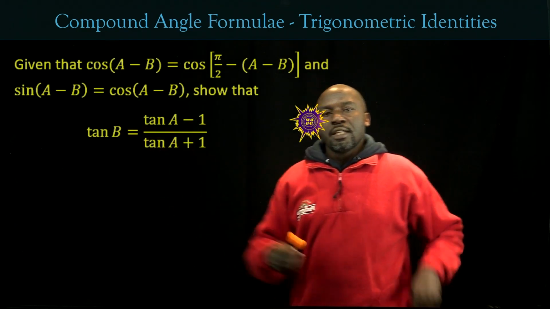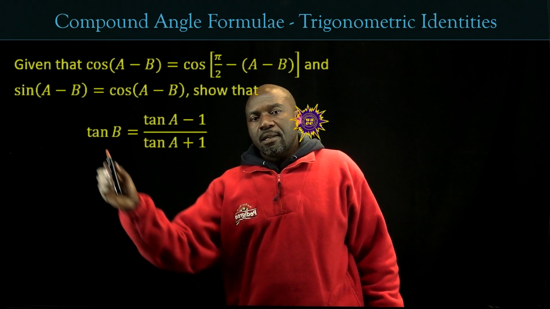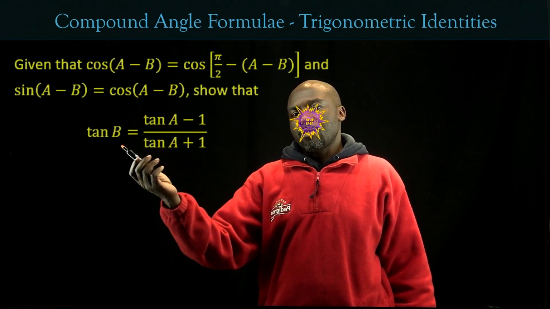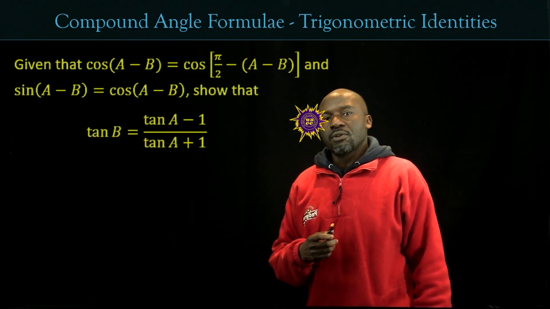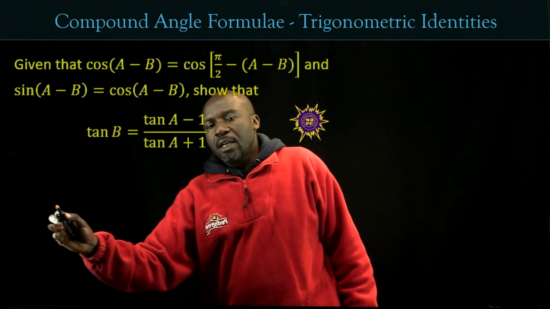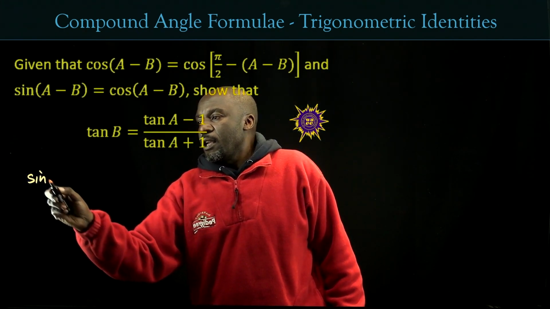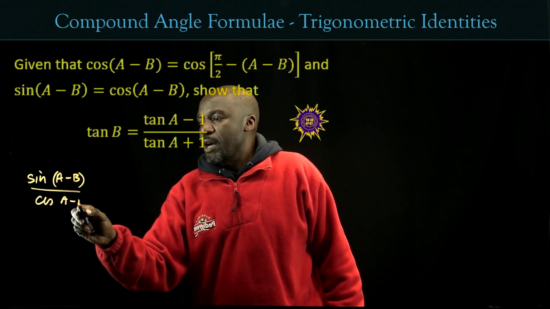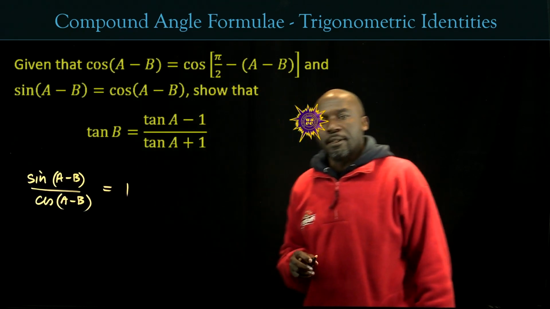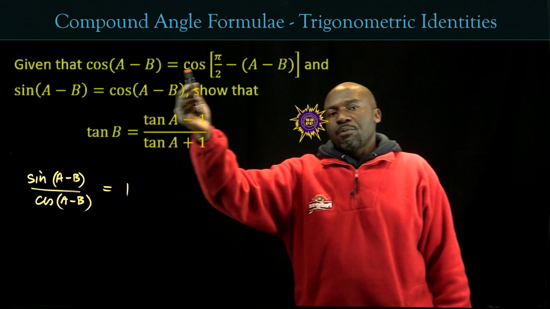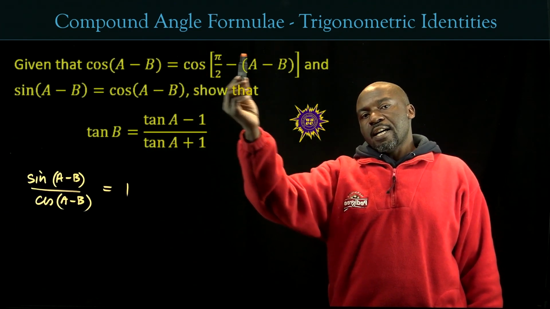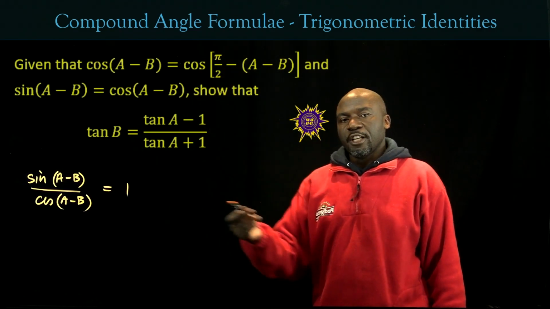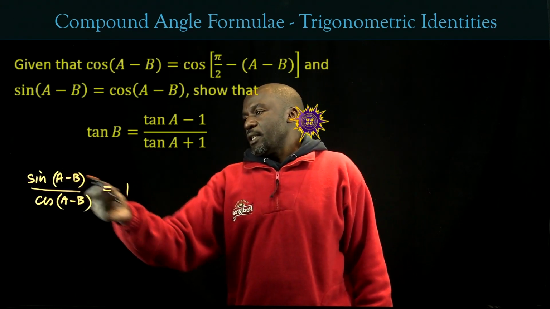And so how are we going to show this? We can see that sine of (A minus B) over cosine of (A minus B) must be equal to 1. In other words, if I divide both sides by cosine of (A minus B), then I have sine of (A minus B) over cosine of (A minus B) equal to 1. We can show from here that this is in fact sine of A plus B. I will see if I can show that later, but I don't really need it to show this result. So what does this say?